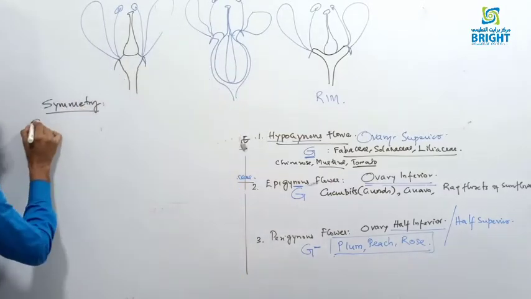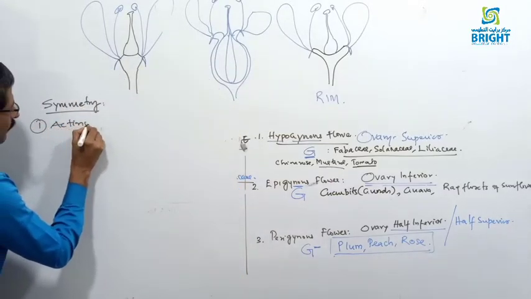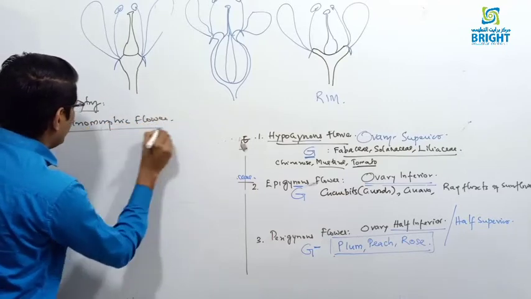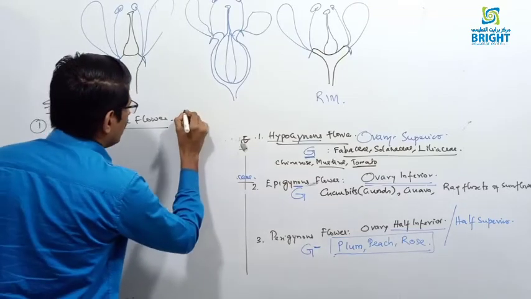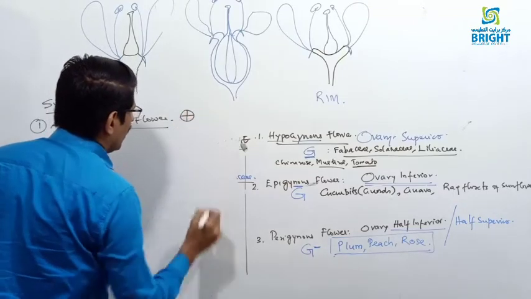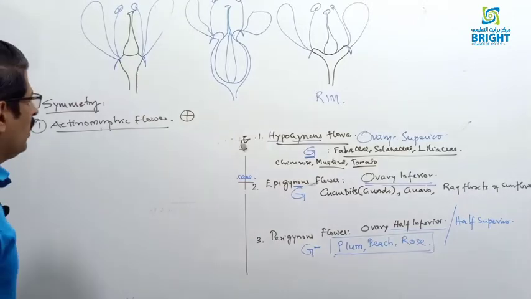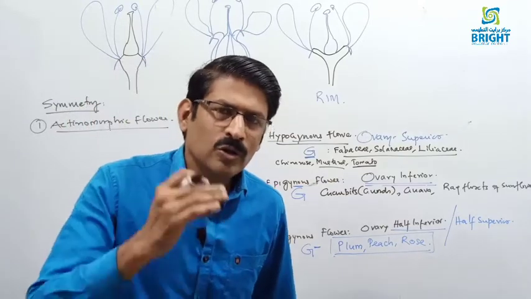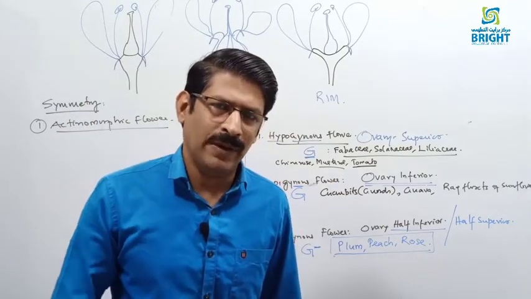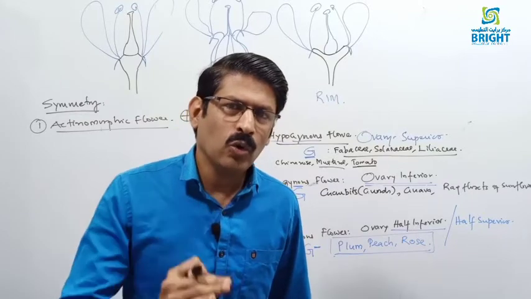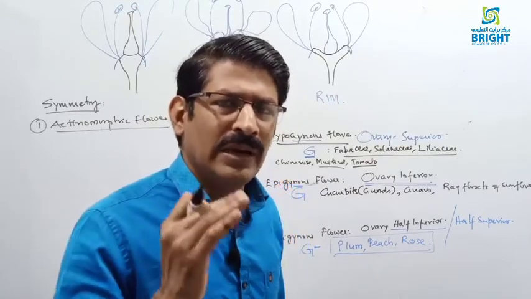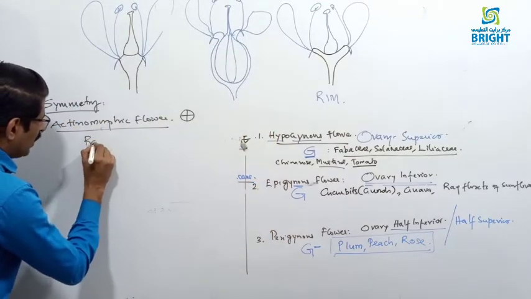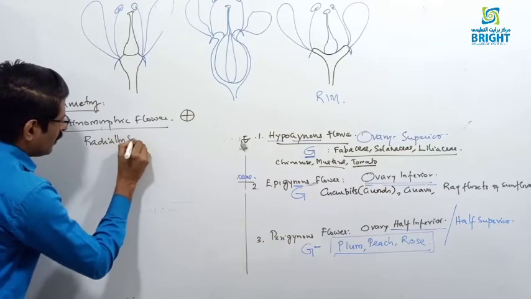First one, actinomorphic flower. Actinomorphic flower is represented by the symbol of a round with a cross mark, and here the flower can be divided into 2 equal halves through any vertical radial plane. Such a flower is called actinomorphic flower, and the flower is radially symmetrical.